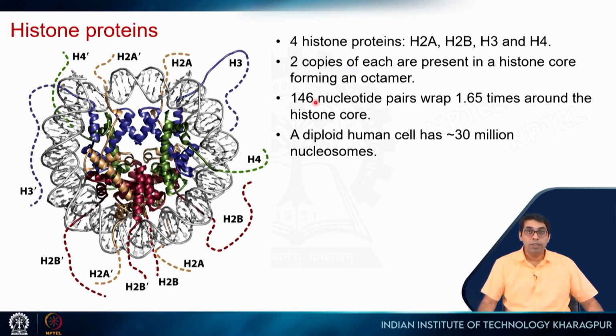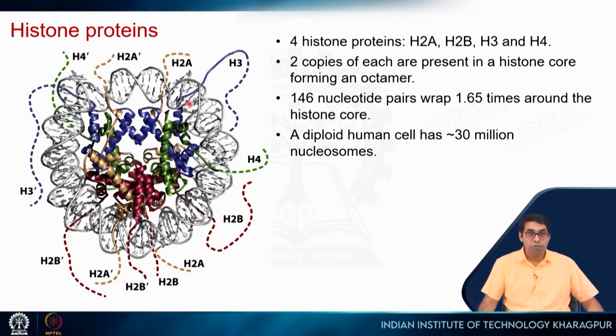On that, 146 nucleotides wrap around this histone 1.65 times. So, it goes around like this and then some more, right. So, that is 1.65 times and that is 146 nucleotide base pairs. A diploid human cell will typically have 30 million nucleosomes.